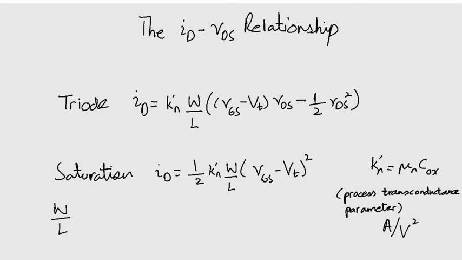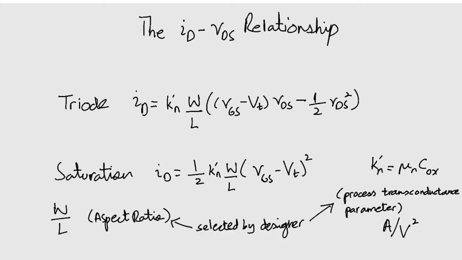The second one, W/L, is known as the aspect ratio of the MOSFET, where W is the channel width and L is the channel length. These can be selected by the circuit designer to obtain a particular aspect ratio when designing the circuit. Remember these equations as we are going to be using them frequently in the upcoming lessons.